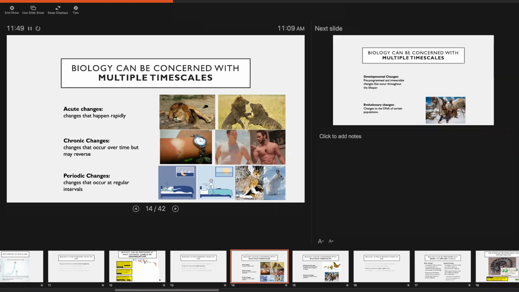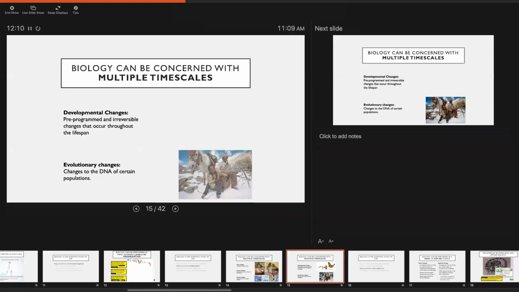Then we have periodic changes, things that occur at regular intervals, like you get tired every day because the sun goes down. So your exposure to the sun changes your energy level. Or this rabbit on the bottom right changes its coat according to the seasons. And this is a periodic change, something that occurs at a regular interval.